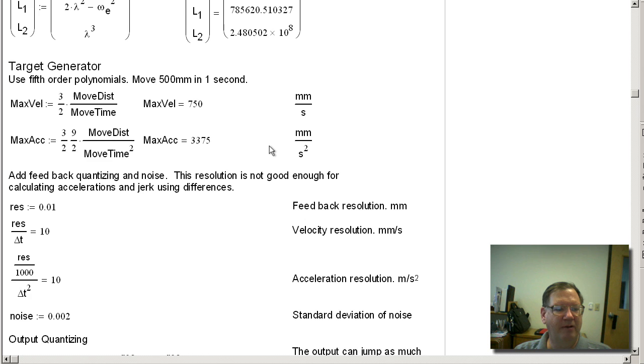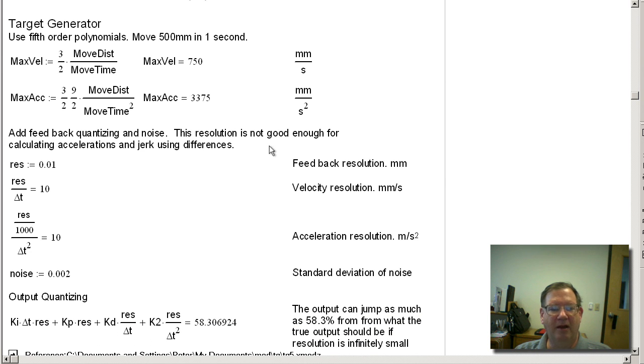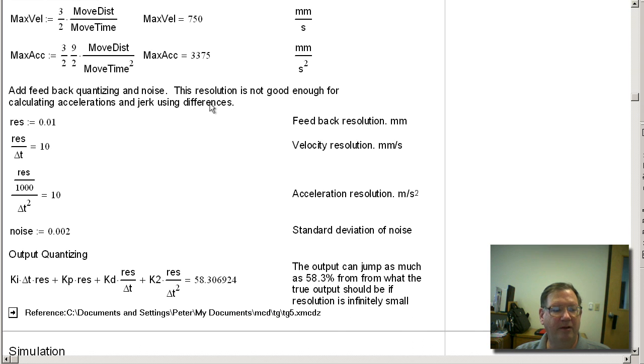Now I'm going to generate a target. I'm going to do a motion profile. We're going to go 500 millimeters in 1 second. So my maximum velocity should be about 750 millimeters per second, and my maximum acceleration should be about 3.3 meters per second squared.